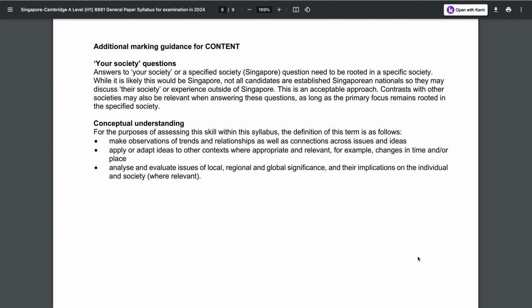The third point is to analyze and evaluate issues of local, regional, and global significance and their implications on the individual and society. This is the ultimate problem for most of you. The range that you have is too small. The range that you have is too small. You need to give me large evidence, large examples, and you have to discuss your arguments within the global context. So bring it out, expand on it.